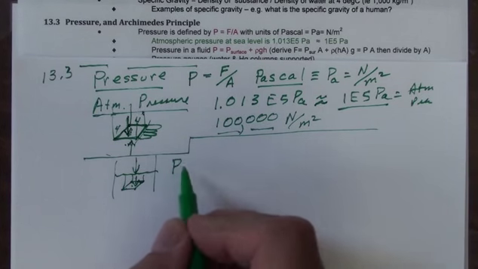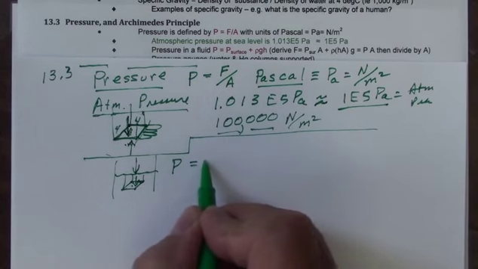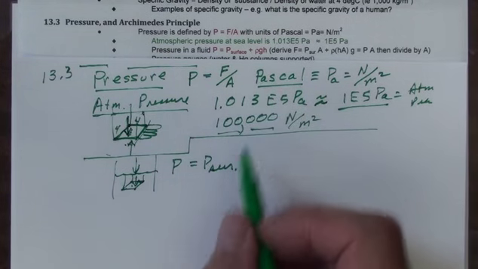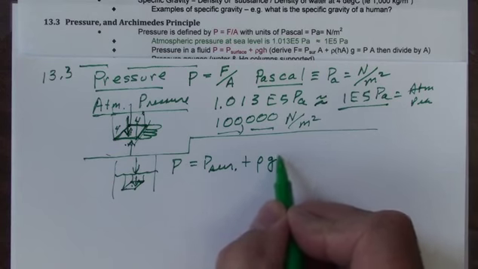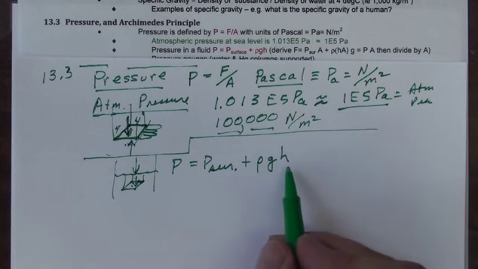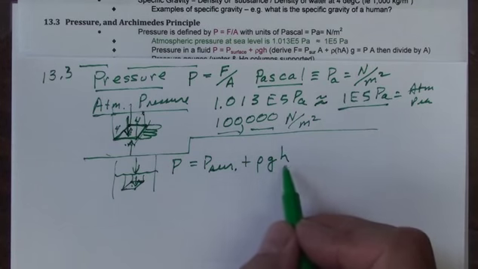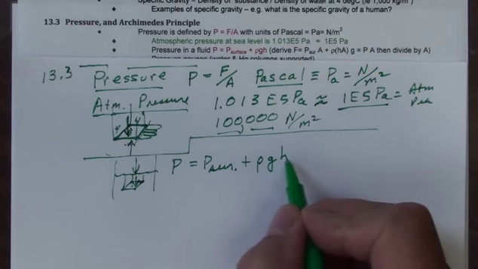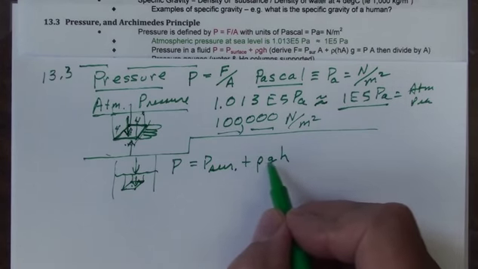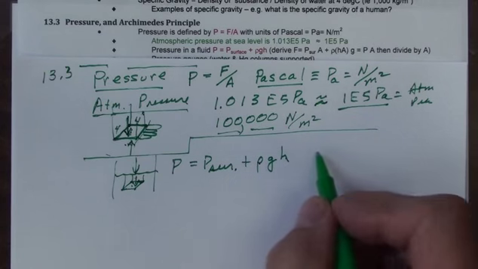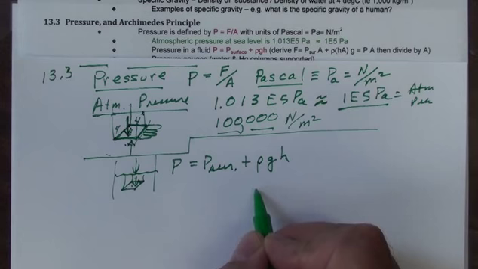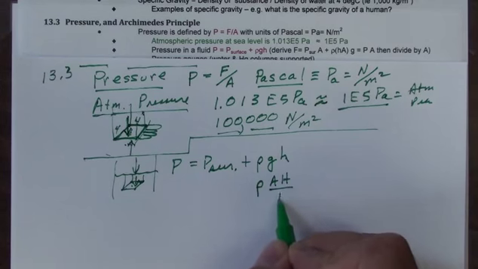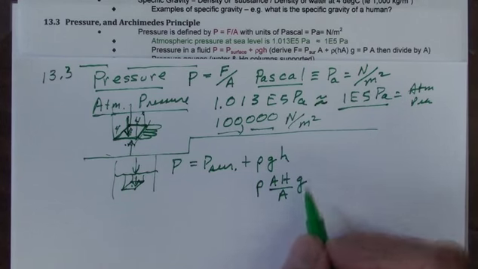So in general, we can say the pressure at some depth is equal to the pressure at the surface, plus rho times g times h. Now, where do we get this rho g h? Well, I can think of rho times h times an area divided by an area. So let me rewrite this and show that this is the same as rho times an area times h, divided by an area, times g.